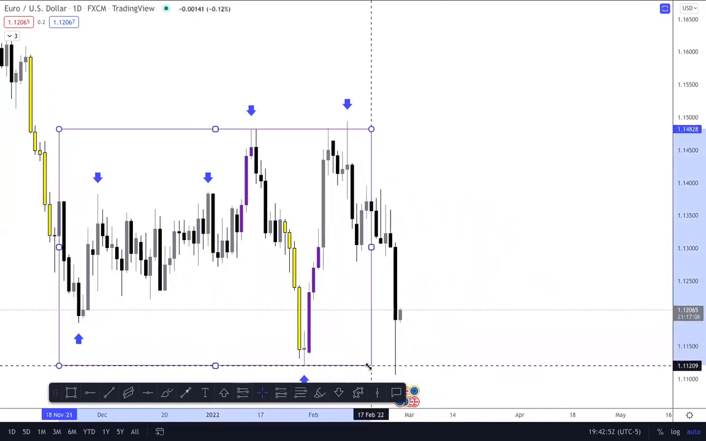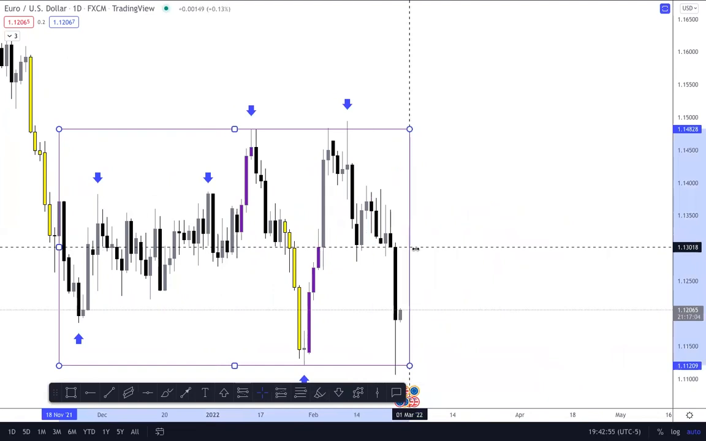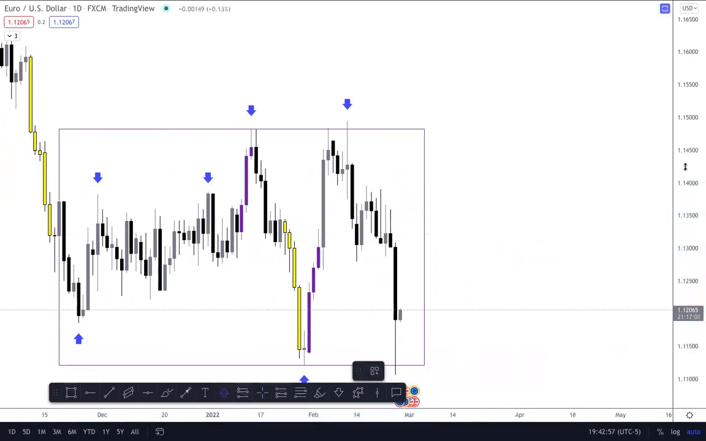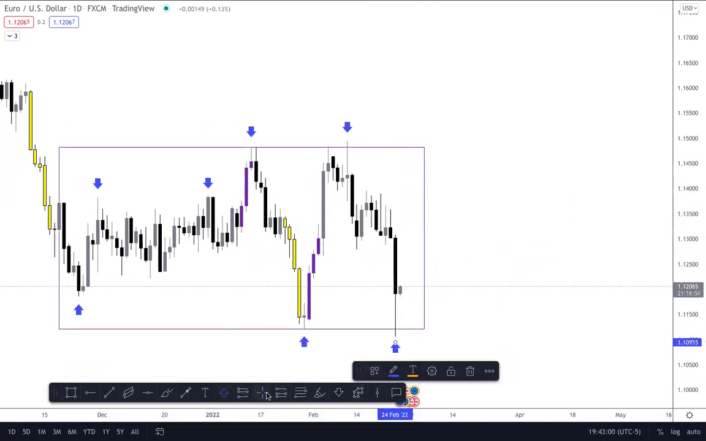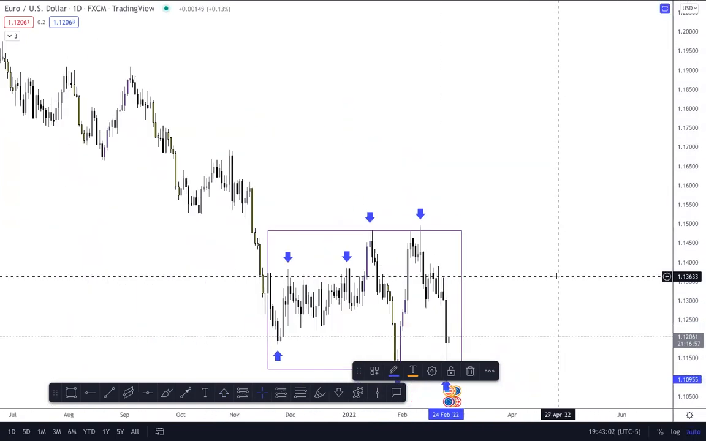We expand this injection out one more time. We drag it over, right? And what does that give us? Another buying opportunity right down here, right?